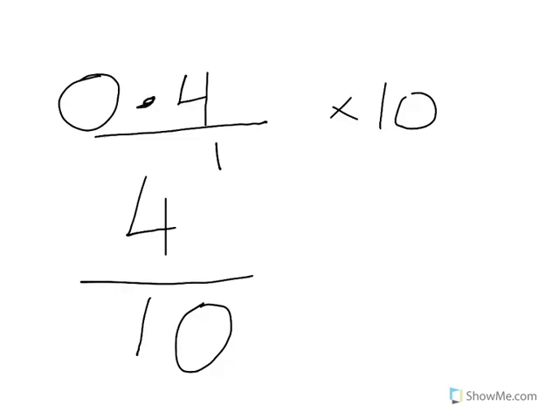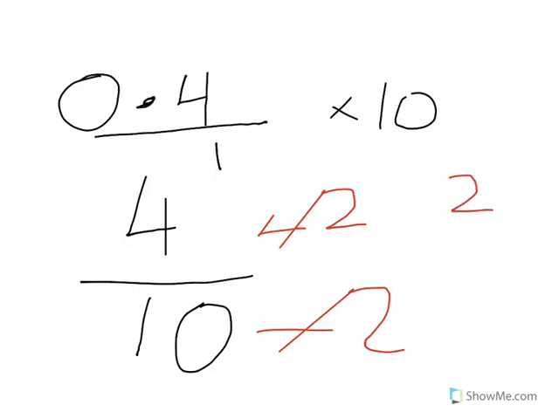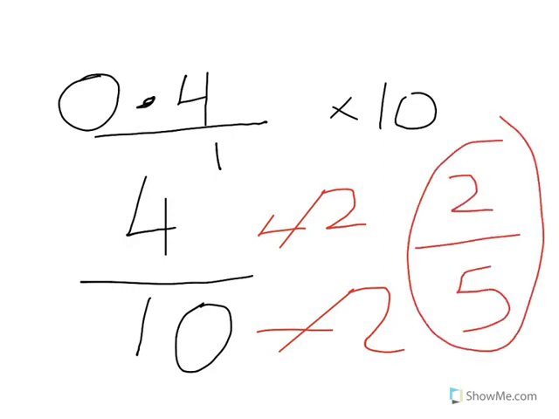Now that's the fraction, and if I want to simplify it, I can further divide it by the common number that they have, which is 2, right? Divide by 2, and 4 divided by 2 is 2/5. That's the simplest format, right?